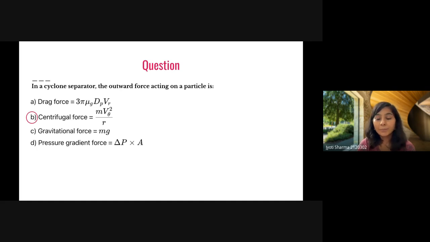Whenever there is circular motion, there is always centripetal and centrifugal force. Centripetal is the force from inside, and centrifugal force is the outside force that will act on any particle. So this is the centrifugal force, and this is equal to mv square upon r.